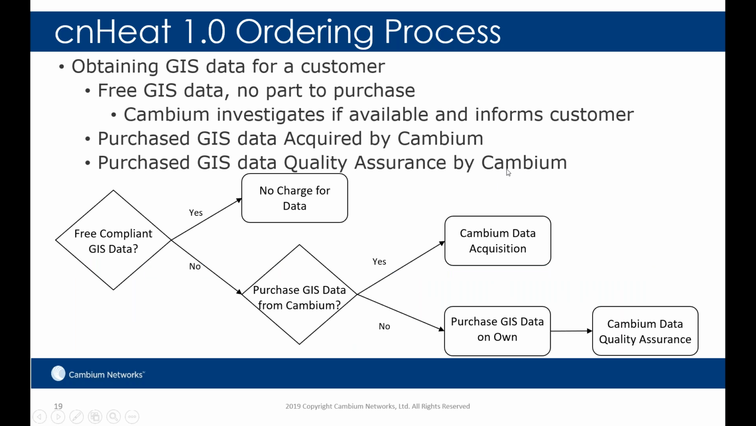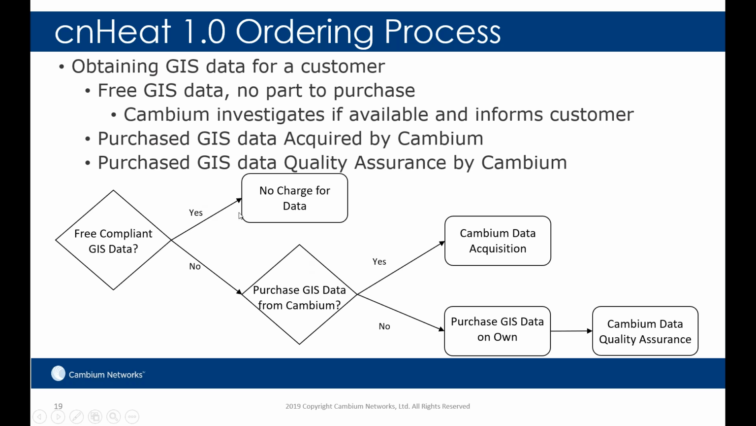So the first thing that we do, because it's important, is we need to know what GIS data is available for a customer. So our first decision box here is we get your latitude and longitude, and we say, is there free compliant GIS data available? And if the answer is yes, we say fabulous. We go obtain it, we do the work to get it, and we don't charge you for the data.